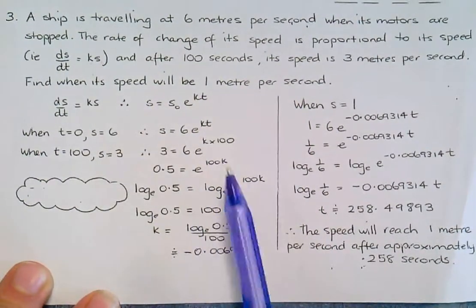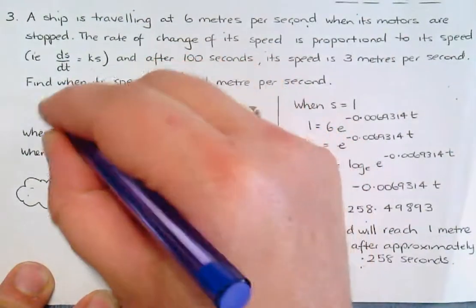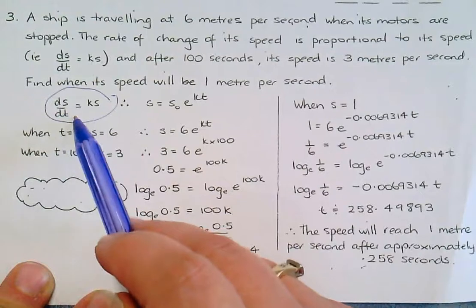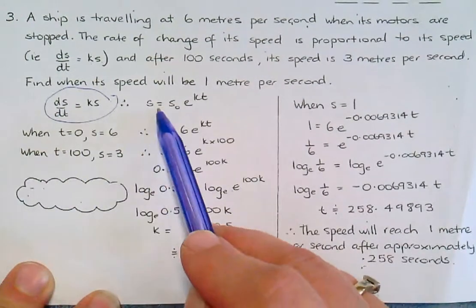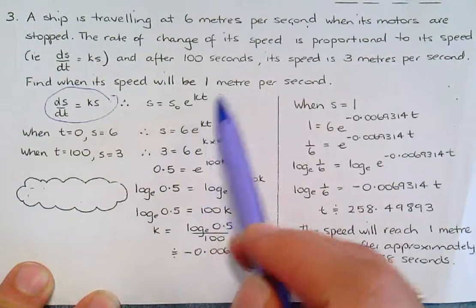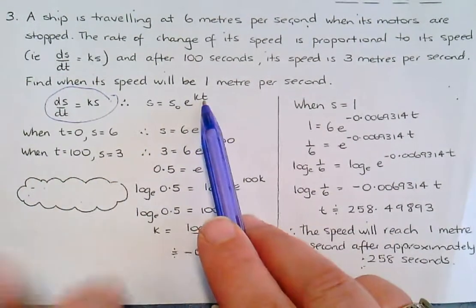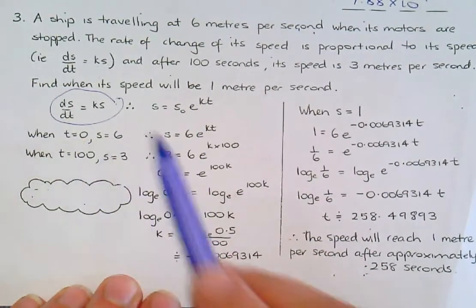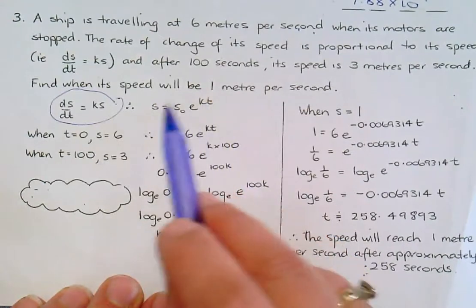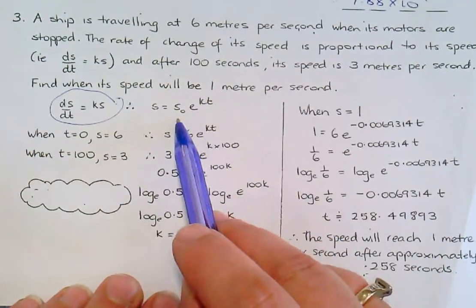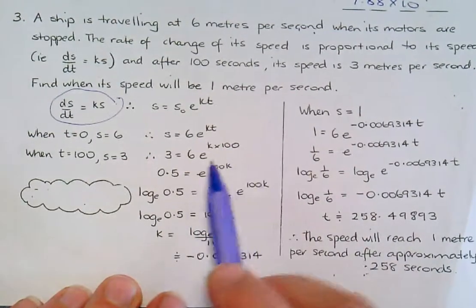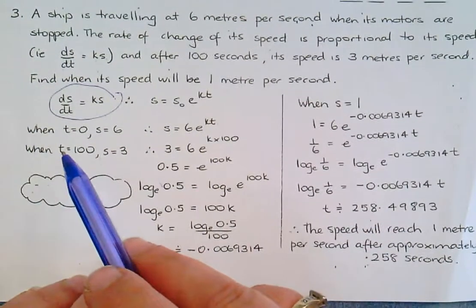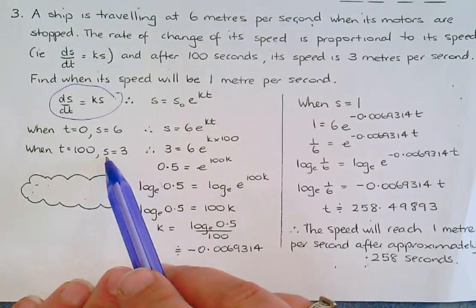It's obviously going to be after 100 seconds. So this is the information you're given, that ds dt equals ks. Remember, if you're given that information, you're allowed to say s equals s sub 0 e to the kt. If you don't know to write that, you're stuck. When t is 0, s is 6, so s sub 0 is 6, because that's always the initial speed. So s equals 6 e to the kt. We're then told that when t is 100 seconds, s is 3.